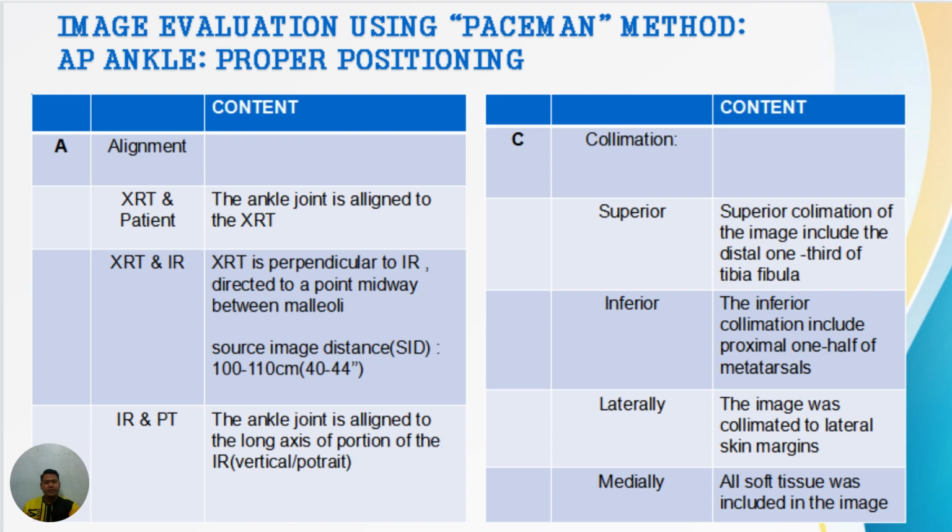Third is image receptor and patient. The ankle joint is aligned to the long axis portion of the image receptor, vertical or portrait.